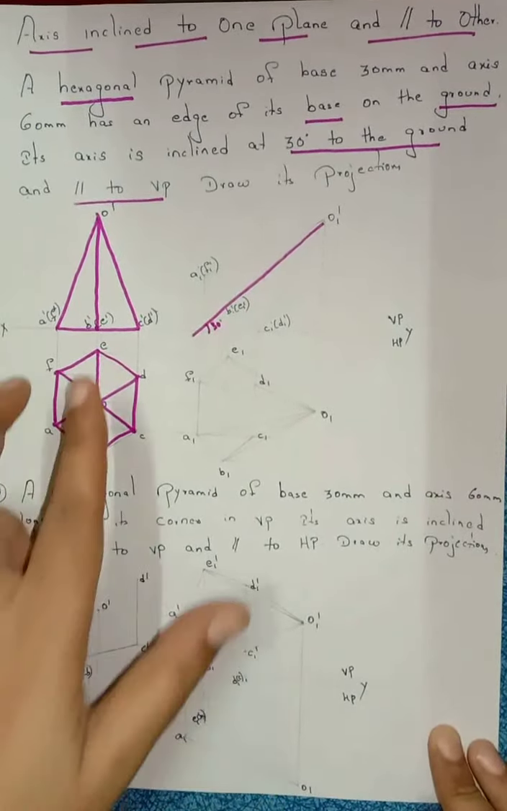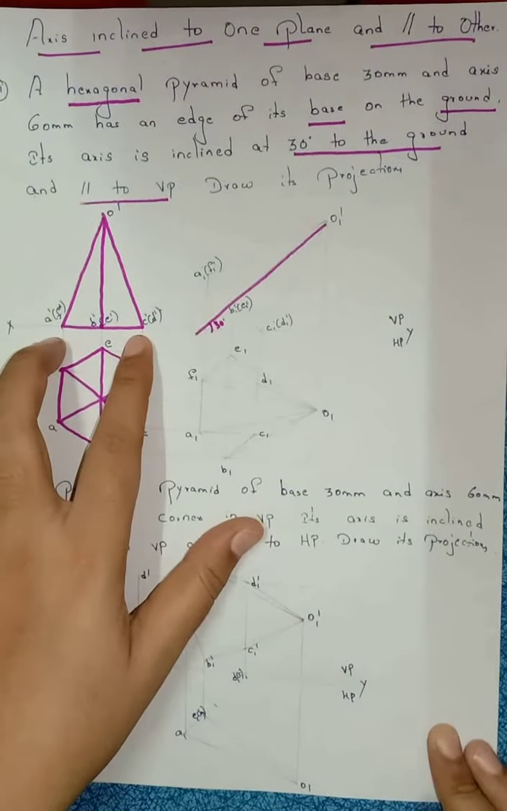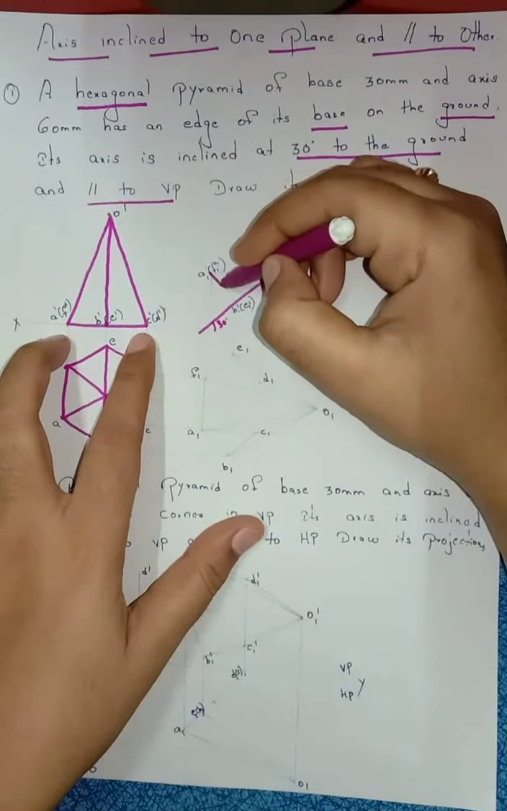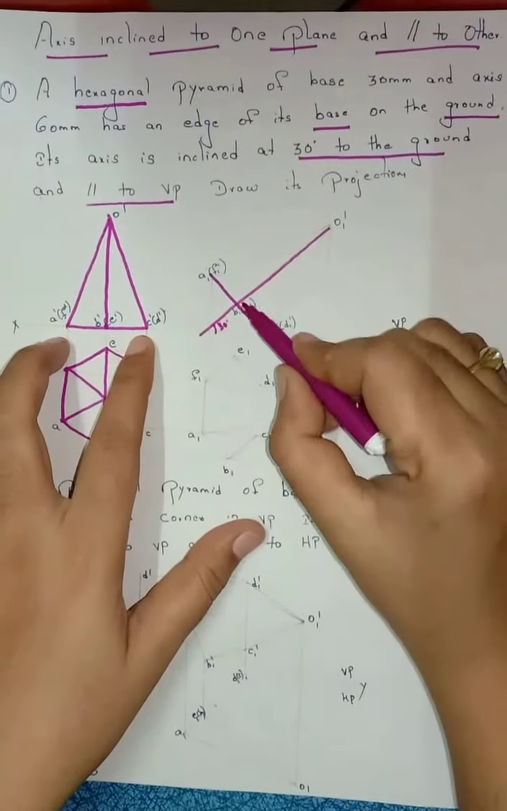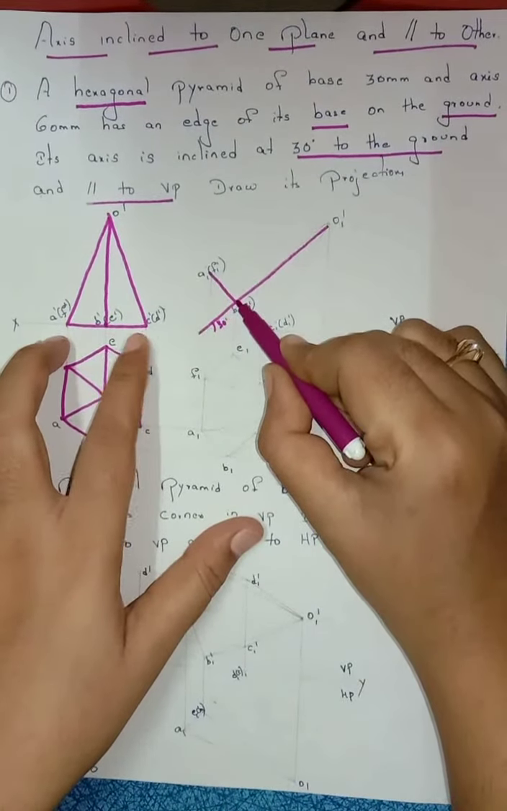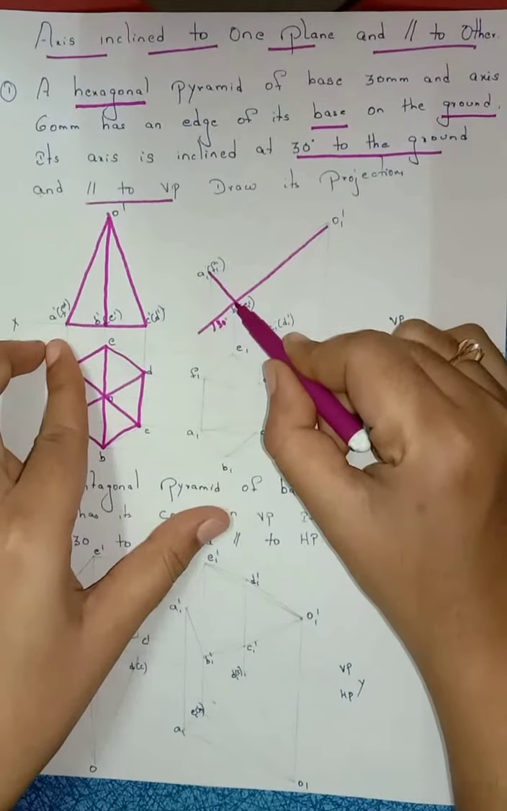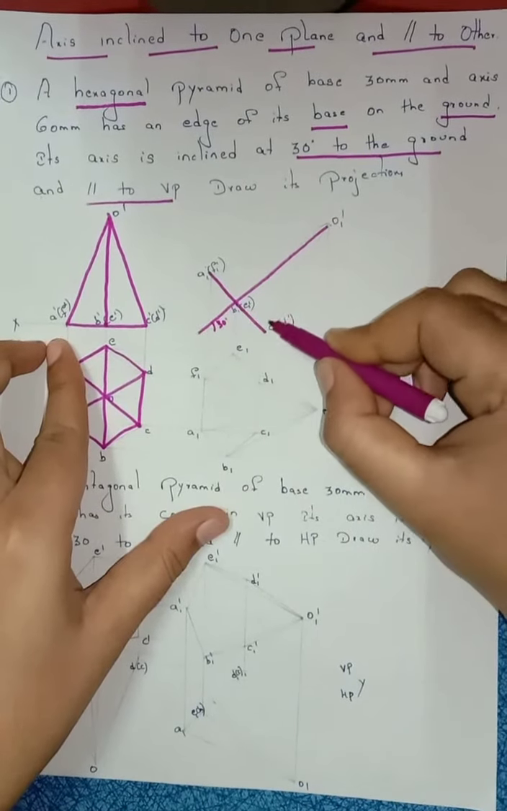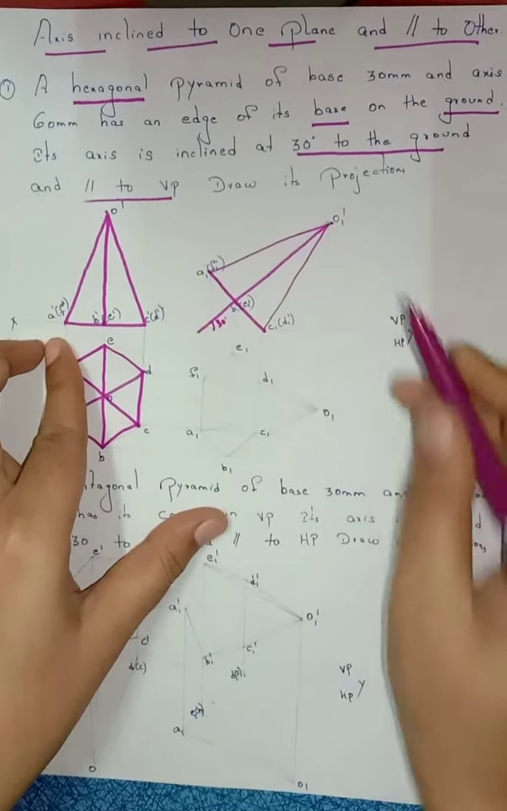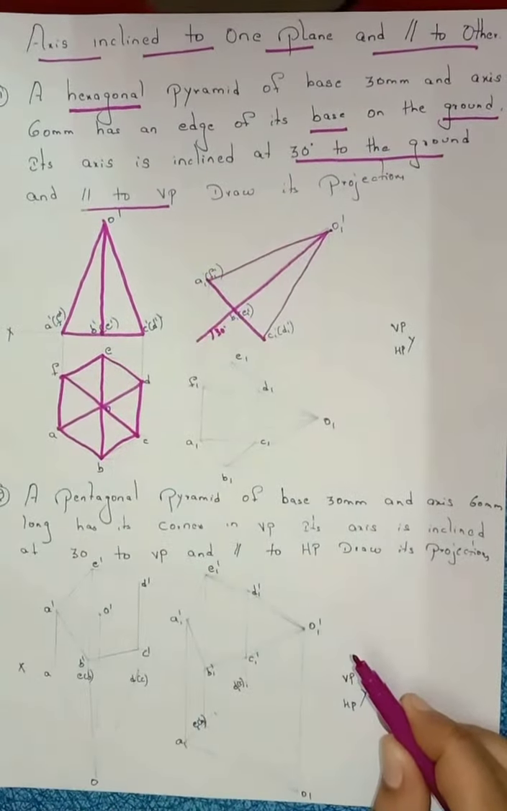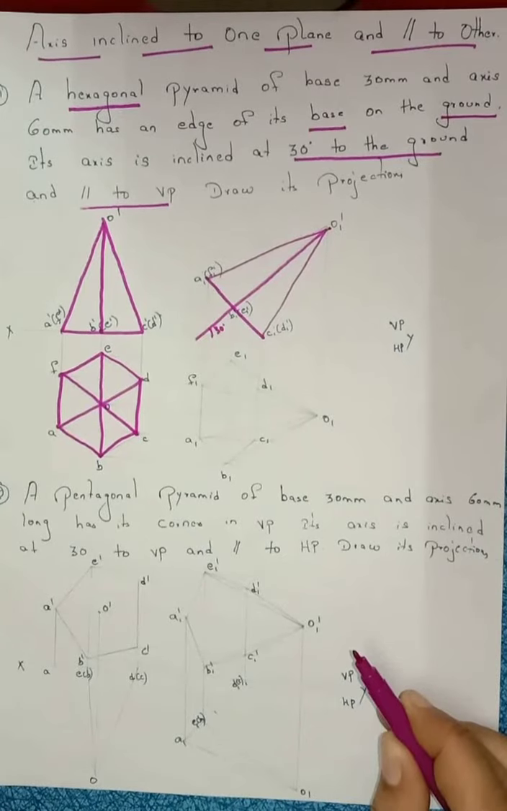Right, now you know from A dash to C dash, measure this length and draw it here. Now from here the axis height should be 60 mm. Join O dash to C dash, O dash to F dash. Right, after constructing this pyramid, what do we have to do?